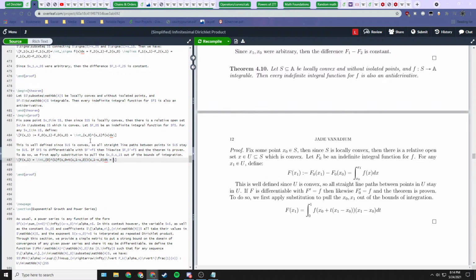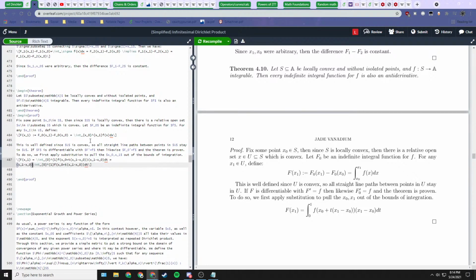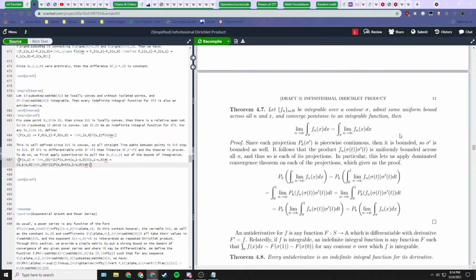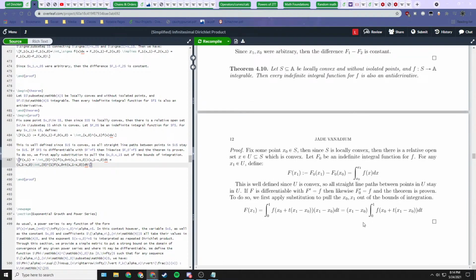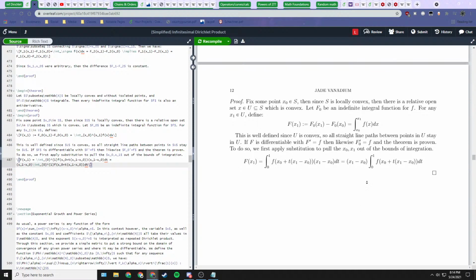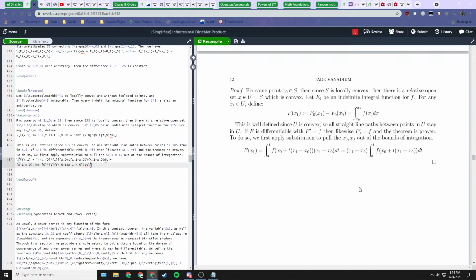And then we can further pull this out to the front of the integral. And that gives us our difference quotient. And then we just have to prove that the limit will converge, so we would be dividing by x1 minus x0 to prove that the limit converges.